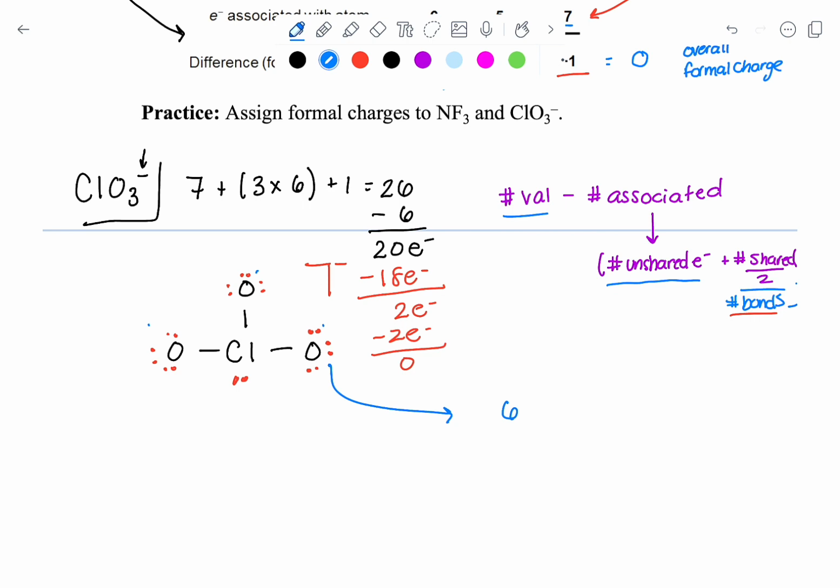We're now going to subtract off all of our associated electrons. So our unshared electrons are the lone pairs. So there's 1, 2, 3, 4, 5, 6 electrons in my lone pairs. I have 3 lone pairs. Therefore, I have 6 electrons that are unshared. So I'm going to subtract off my 6 electrons from lone pairs.